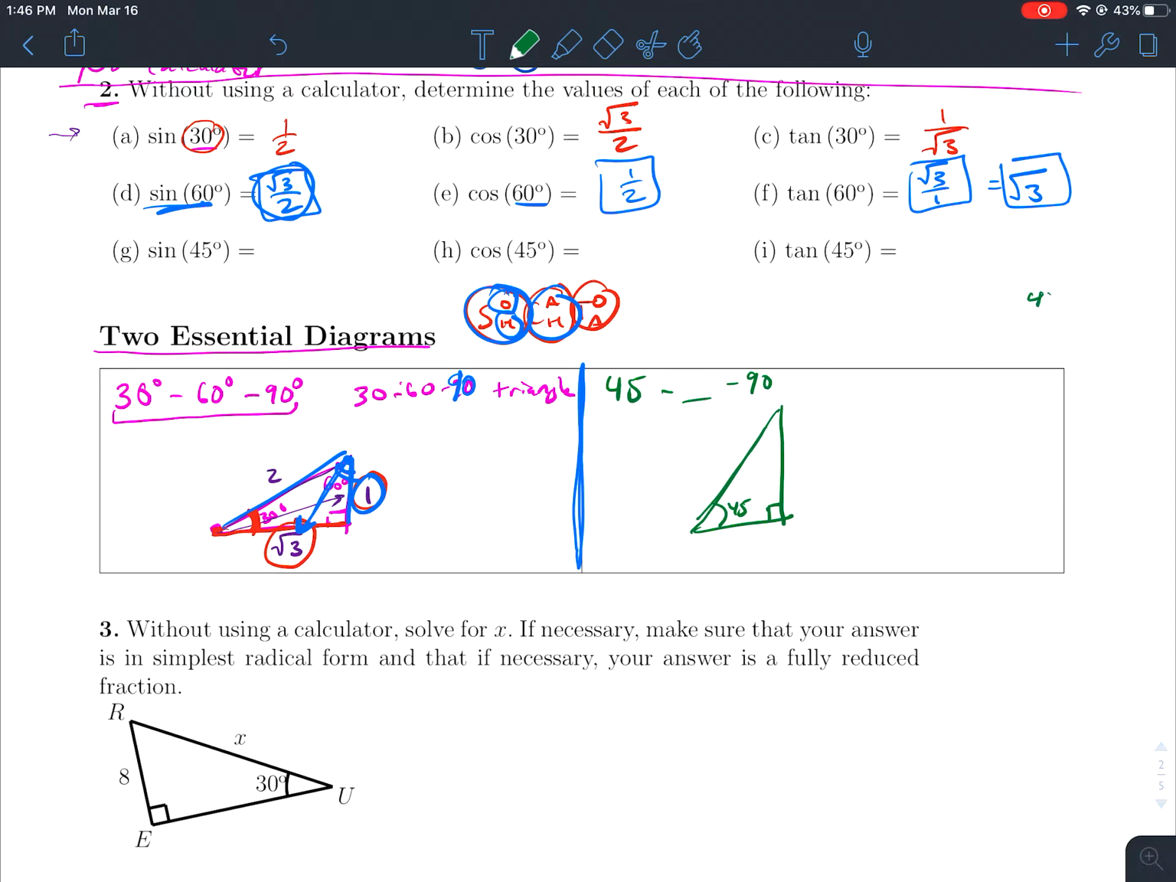Well, we know they add to 180, so we do 45 plus 90, that's 135. We know together they're 180, so we do 180 minus 135. And that gives us 45 degrees. So this last essential diagram is called a 45, 45, 90 right triangle, because both angles are actually 45 degrees in it. And if you check it, that does add to 180, so we're good to go.